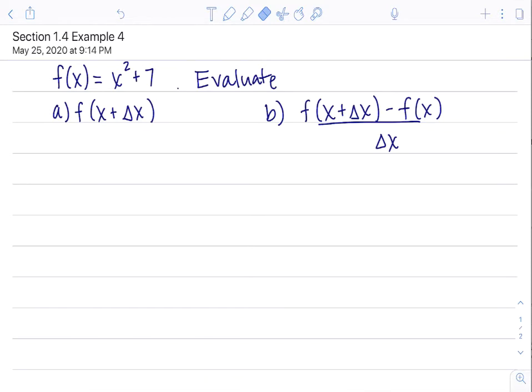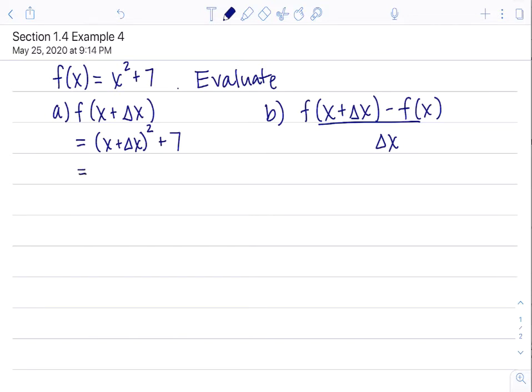What this is saying is I want to evaluate this function at something that's just a little bit bigger than x. That delta x represents a small, infinitesimally small change in x. So to evaluate our function at this x plus delta x, we take our function, but instead of x, we're going to put x plus delta x and square that, because x was squared, and now we're evaluating at x plus delta x. And so we now have this expression (x plus delta x) squared plus 7.